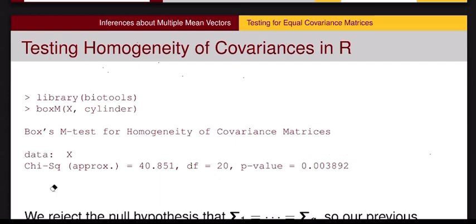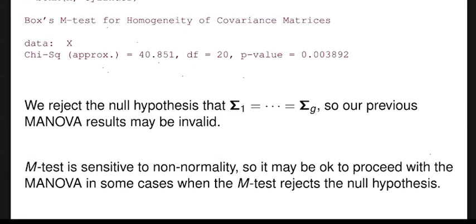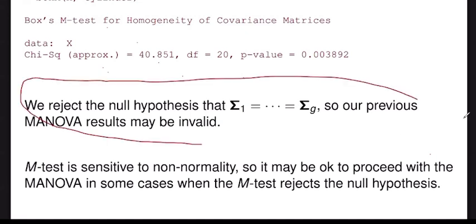You're actually going to reject. Okay. So we reject the null hypothesis because of this p-value. And the moment you reject the null hypothesis, it means your previous MANOVA result will be invalid. It's just like entertaining a case in a district court without having territorial jurisdiction.